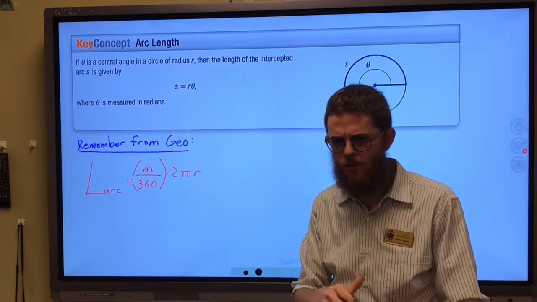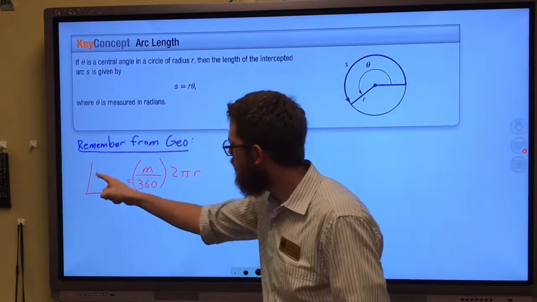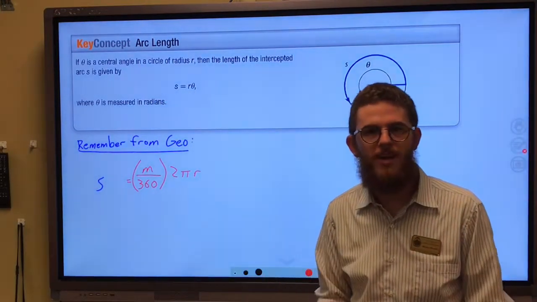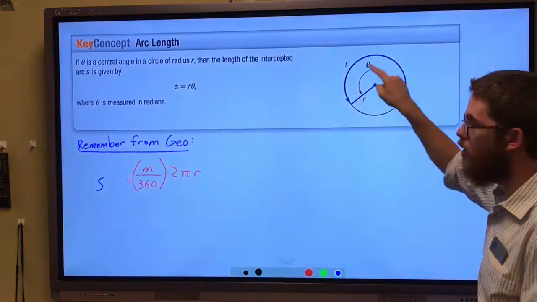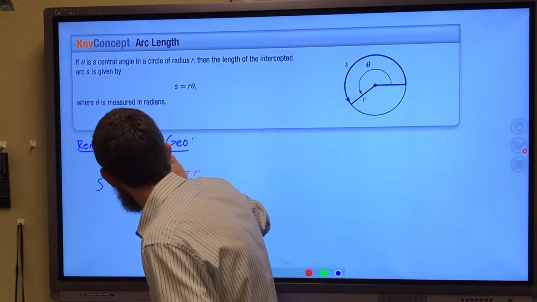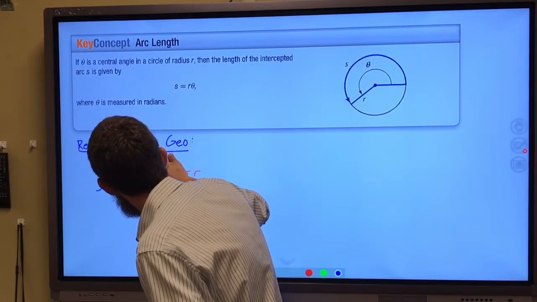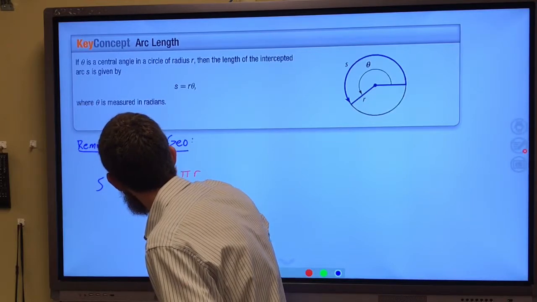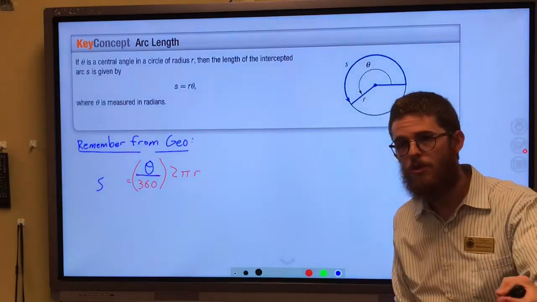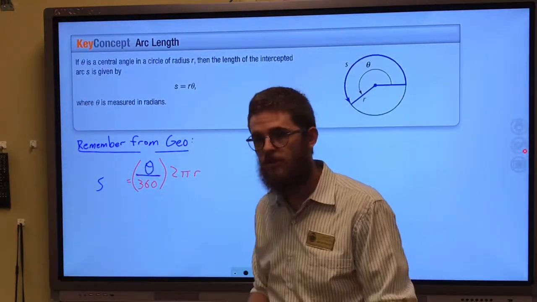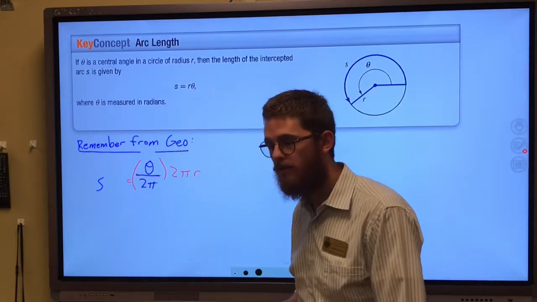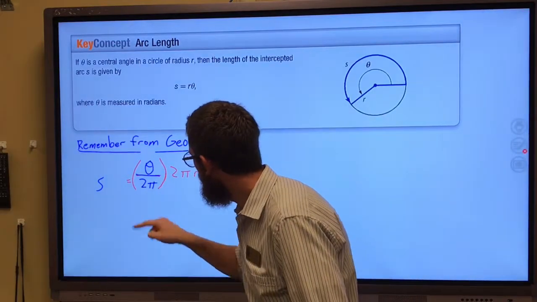Now, here in pre-calc we are thinking a little bit differently. Instead of the length of the arc being expressed like this, we use that lowercase s to talk about the length of our arc. And when we're talking about that central angle measure, we use theta, so I'm going to replace m with theta. And since we're now working with radians, 360 degrees in radians would be 2 pi.